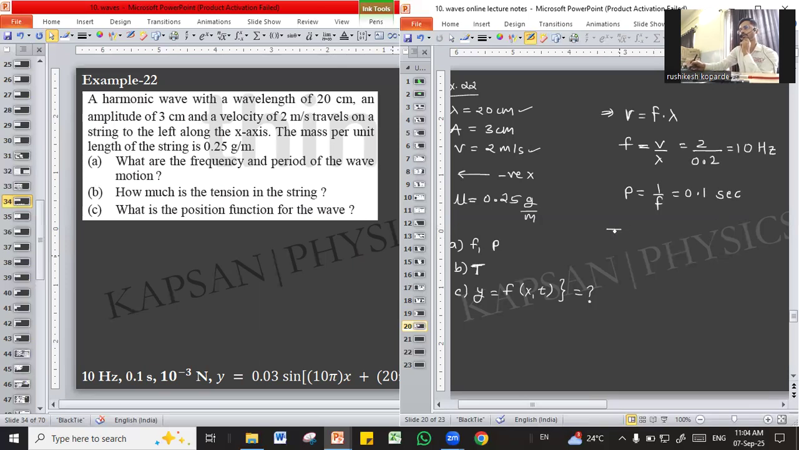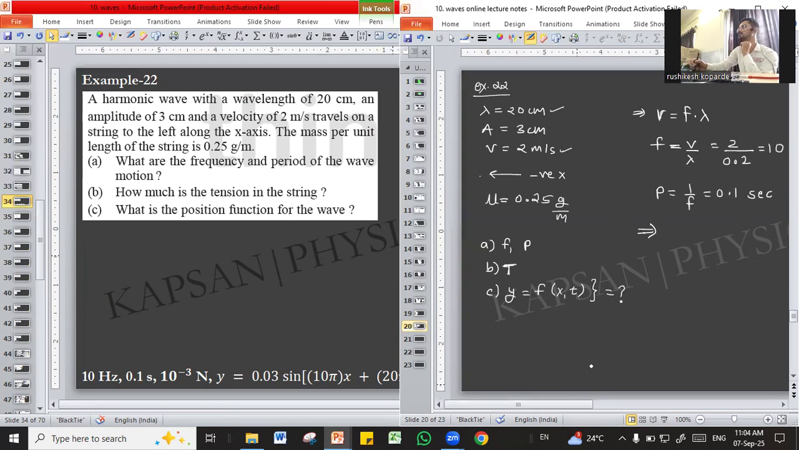What is tension? How will you figure out tension? Which formula you will use to figure out tension in the string? Wave, transverse wave on the string. Which formula you will use? V equals to under root T by mu. V is equal to under root T upon mu. So squaring on both the sides, T is equal to V square mu.